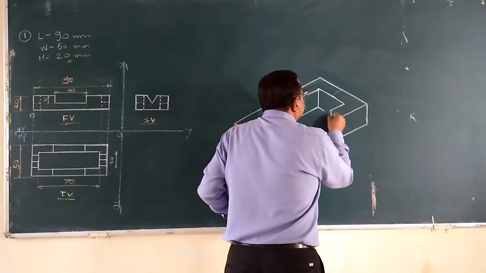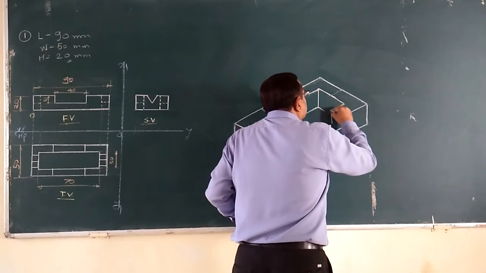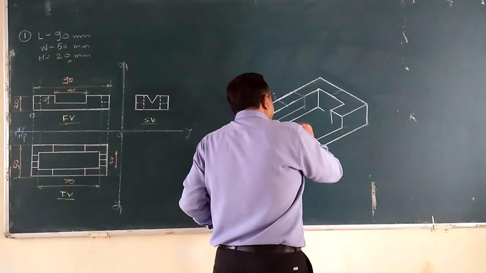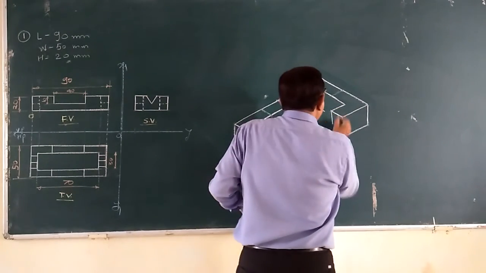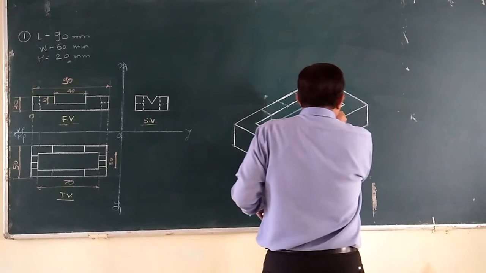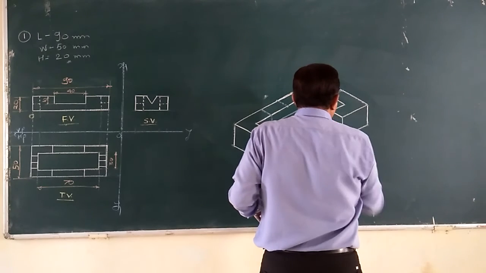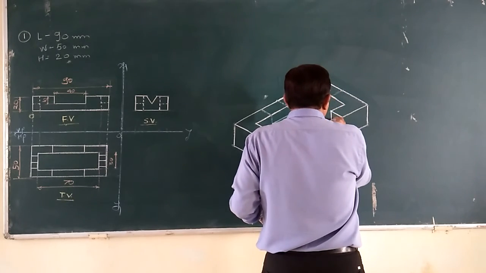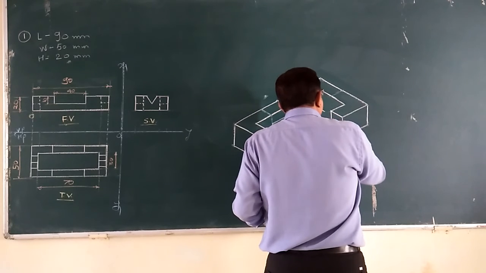Yes, get it down. Connect it by a thick line. This also you have to connect by a thick line. This straight line vertically, 10 mm, the same depth you have to maintain. Okay, 10 mm depth. Now you just have to connect it again here.